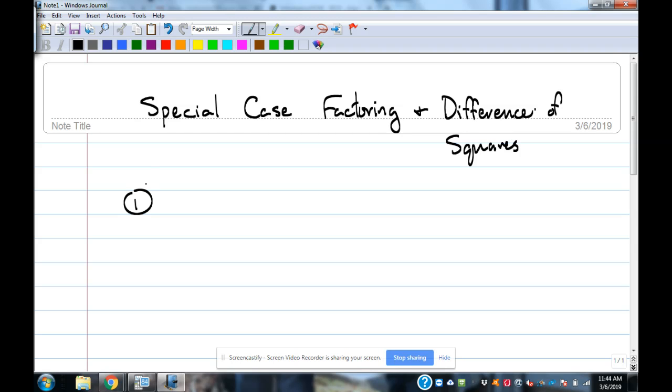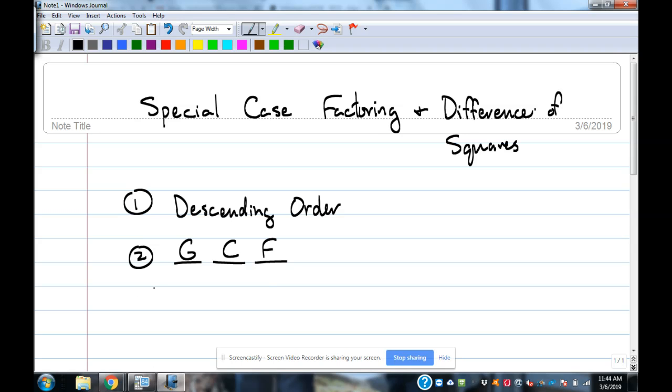Again, what's the first thing we should always check for when we're going to factor? Descending order. Make sure it's in that right order. Second thing we always look for, greatest common factor, GCF, across the whole problem. So we're going to look for that first. And then the last thing that we're going to do, count the terms, decides what process we're going to use to factor that. So we're going to count terms.